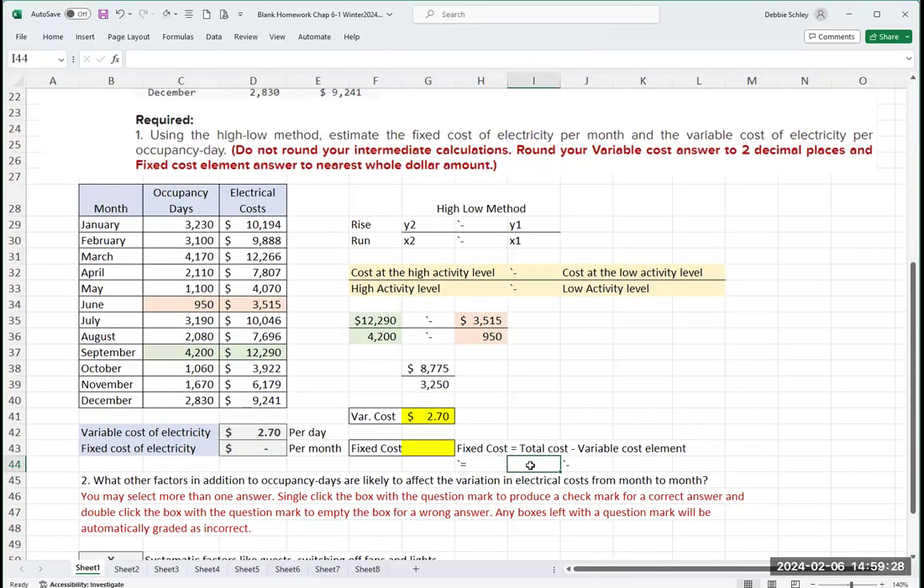So I'm just going to show you right here. That would be equal to, there's my total cost, and then I'm going to subtract the occupancy days times that variable cost, the 2.70. Okay, so that means my fixed cost is going to be equal to that total cost minus the variable cost element, which for my problem, it's $950. So remember, you have different numbers, but the process is the same.